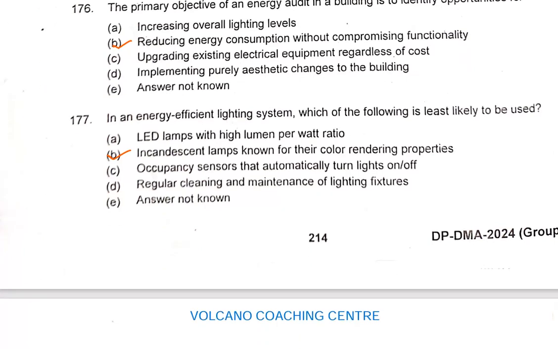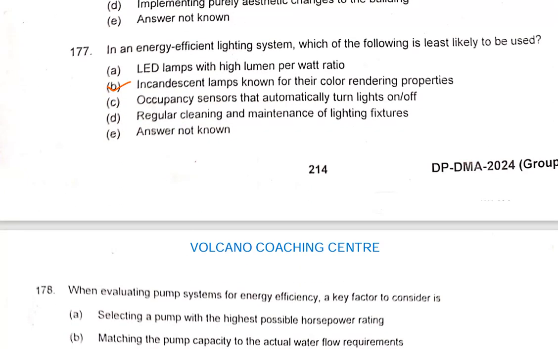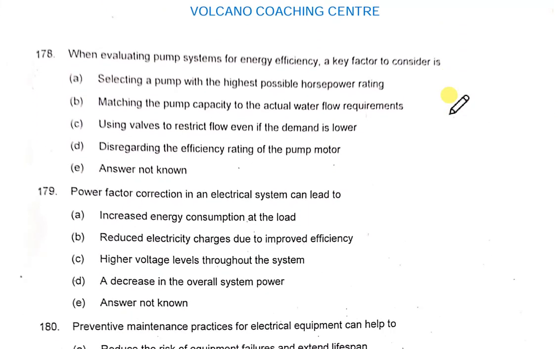So, next one. Here, the occupancy sensors that automatically turn on and off mean automatically my energy efficiency increases. Similarly, regular cleaning and maintenance increases the luminous output by 20 to 30 percent. So it is also one of the energy efficient measures only. So option B is the wrong answer.